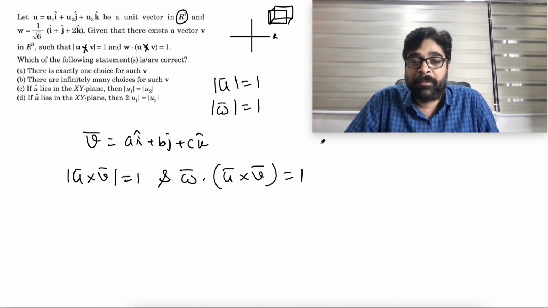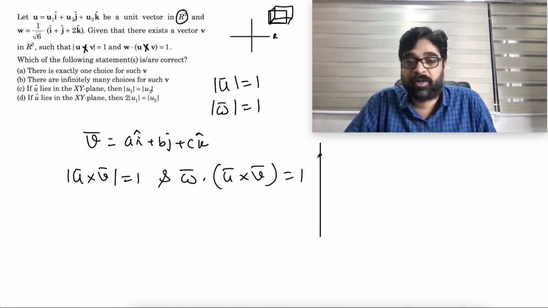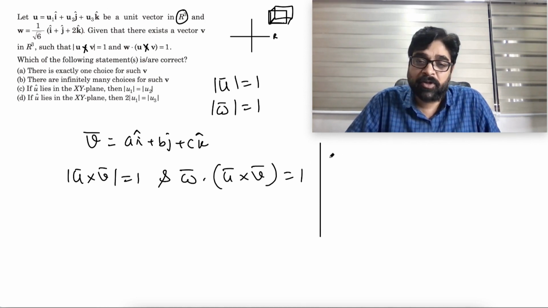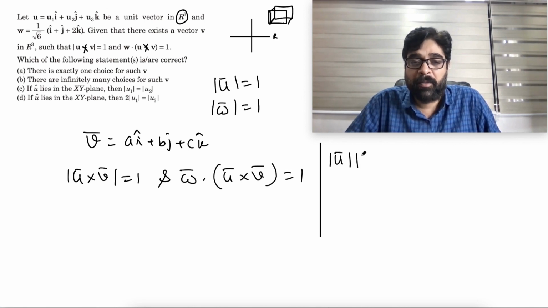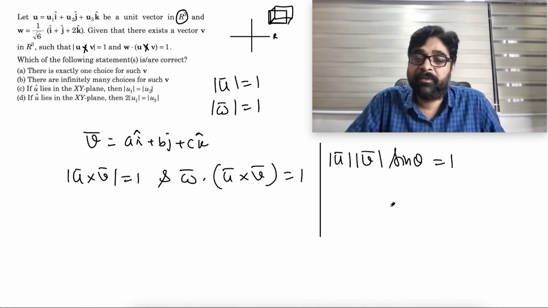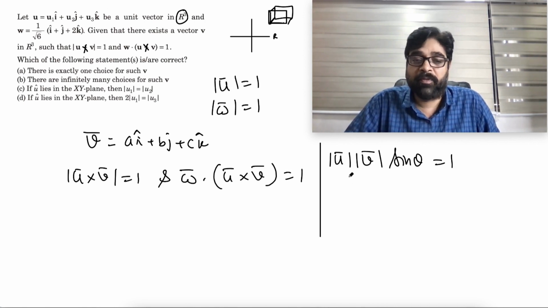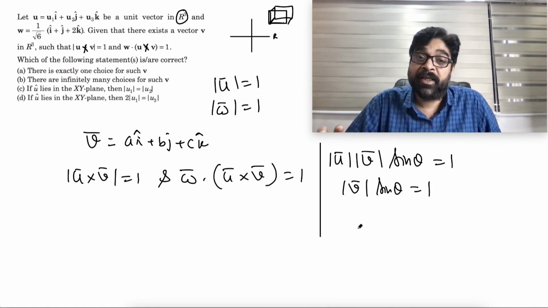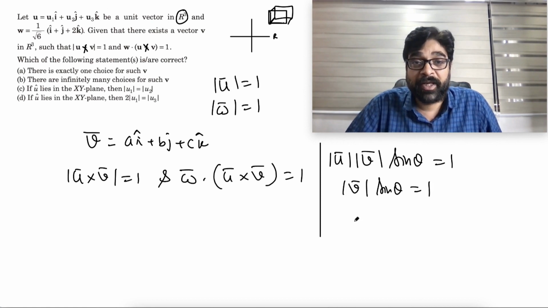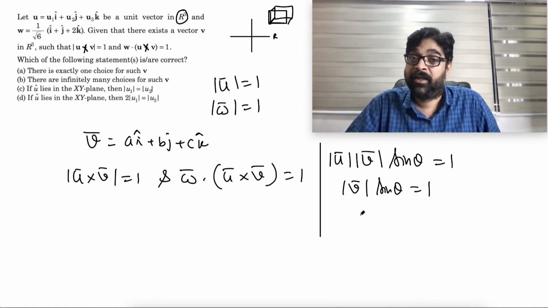How many possible values of V can happen? The first information says mod of U cross V equals 1. Mod of U cross V is mod U, mod V into sine theta, equal to 1. But mod U is 1, so mod V into sine theta equals 1. So how many possible values of V can happen in 3 dimensions for which this holds? Infinite.